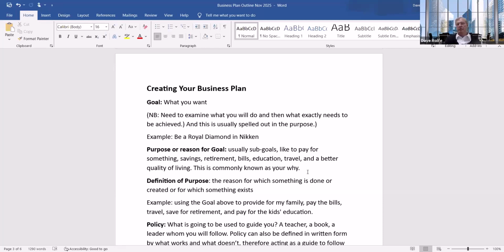And I took this plan. I said, okay, what's my goal? Well, I want to be a very successful Nikon distributor. My initial goal was 120,000 for the year. And the reason is I want to put food on the table. I wanted to pay the rent. I wanted to be able to put gas in the car and drive around. And again, definition of purpose: the reason for which something is done or created or for which something exists.